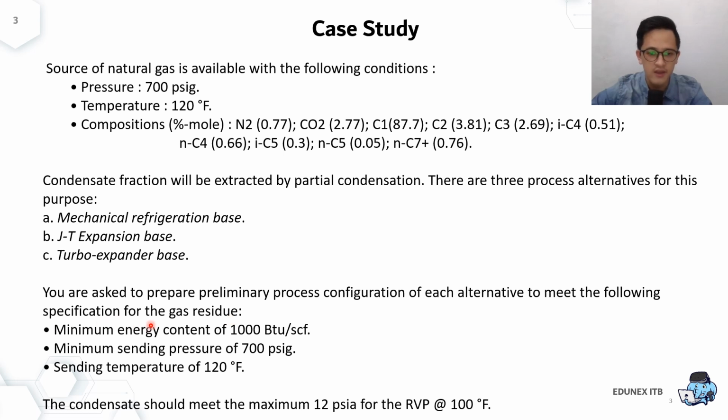You will be asked to prepare the preliminary process configuration of each alternative to meet the following specification. The gas residue has to contain at least 1000 BTU per standard cubic feet, and it has to be sent at a minimum of 700 psig. So if you let down some of the pressure, you have to recompress it later. The temperature has to be at most 120 degrees Fahrenheit. The condensate product has to meet this condition: the stability, usually expressed as RVP or Reid vapor pressure, at 100 degrees F has to be 12 psia.